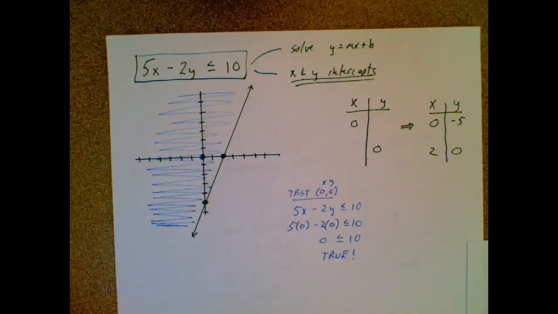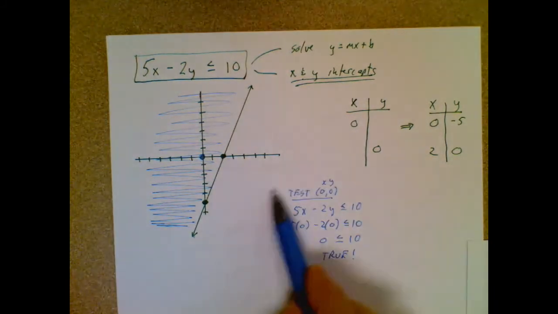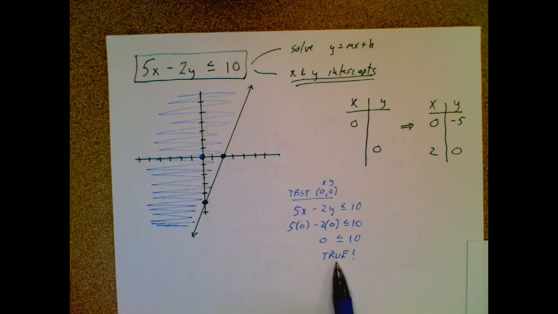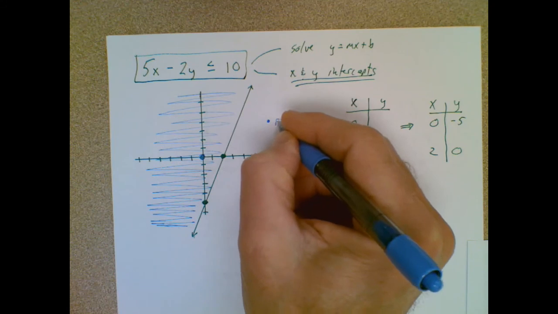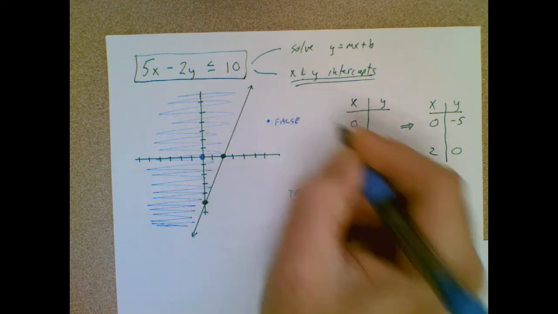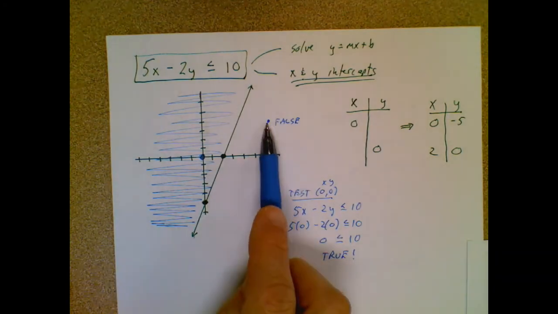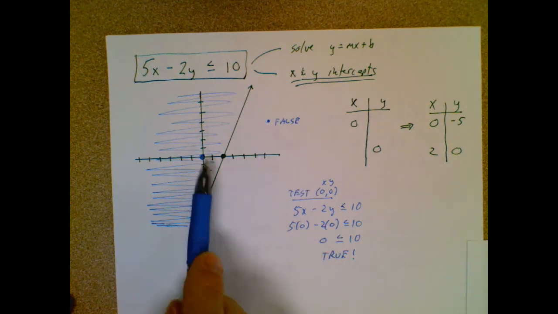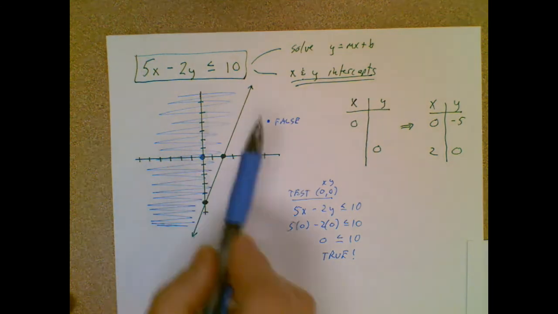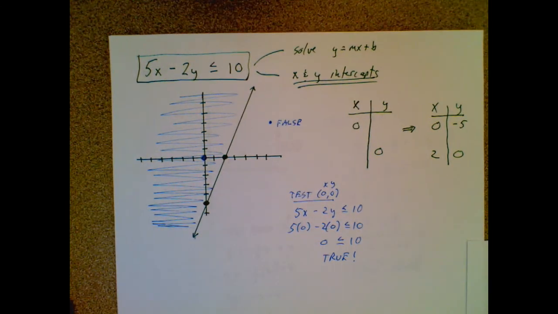Had I chosen a test point from over here, I would have gotten a false. So let's just pretend I chose this one. You would have gotten a false when you worked out your numbers, and you would say, hey, I can't shade to the false side. I always have to shade away from the false and to the true. So you still would have shaded over here. It's going to work out no matter what test point you choose.